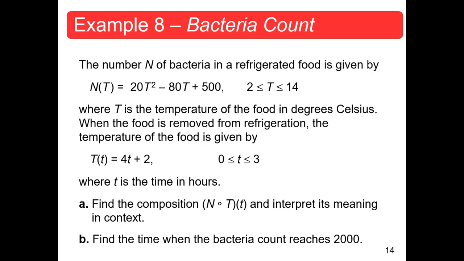Here's an application problem. We have bacteria in refrigerated food, and this is the number of it, and it's given by this equation, between the temperatures of 2 and 14, and that's in Celsius. When the food is removed from refrigeration, the temperature of the food is given by this. So T is in time of hours. Find the composition of N composed T and interpret its meaning in context.